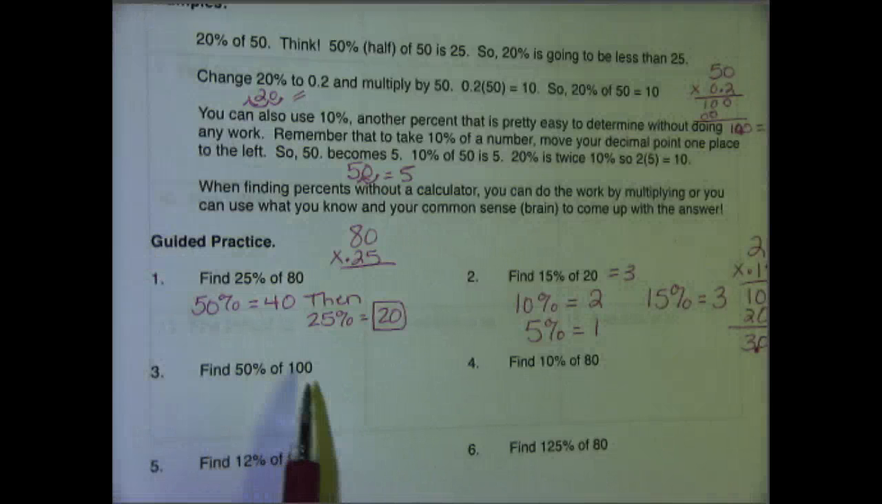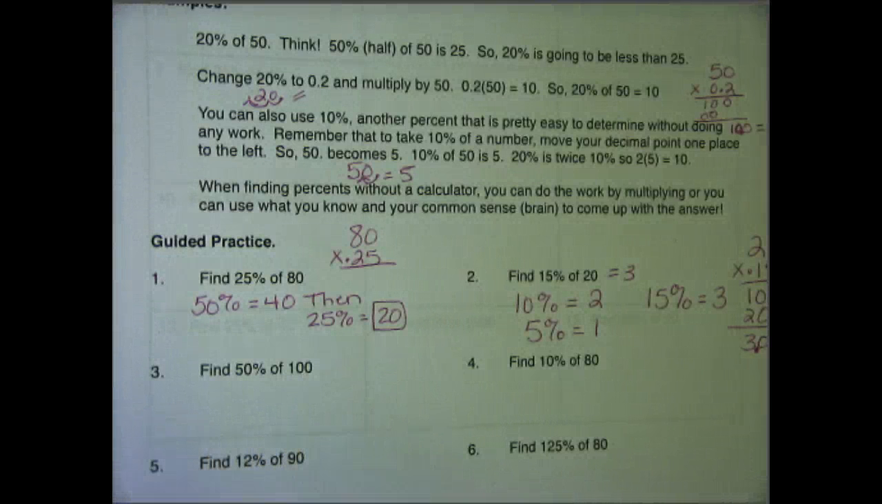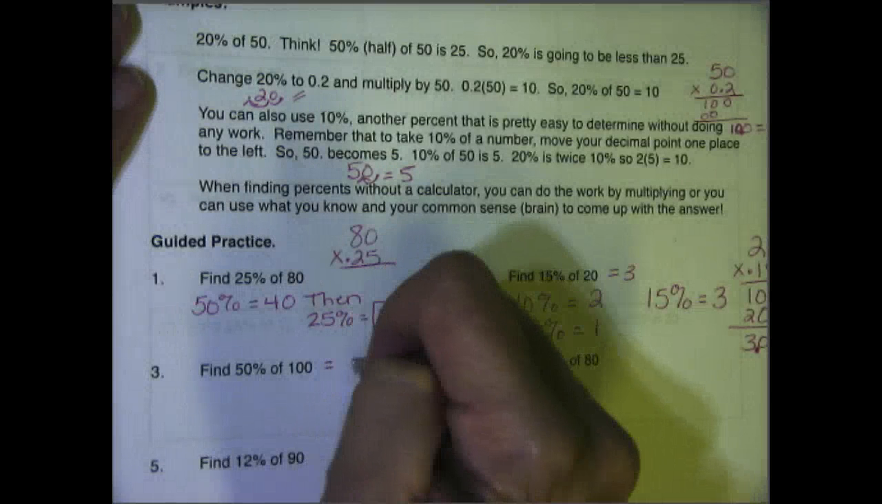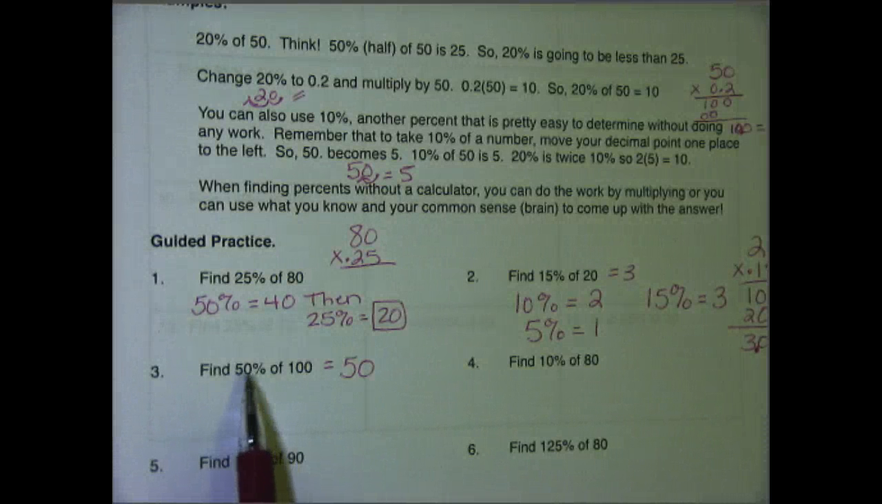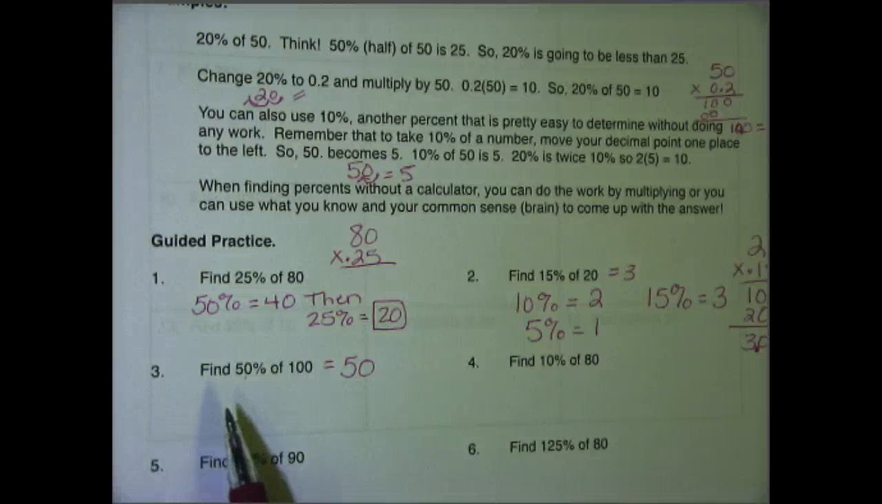Number 3, find 50% of 100. You should never have to work out 50%. We know that half of 100 is 50. Also, anytime you take the percent of 100, it's going to be this number. So 25% of 100 is 25, 10% of 100 is 10, so on.